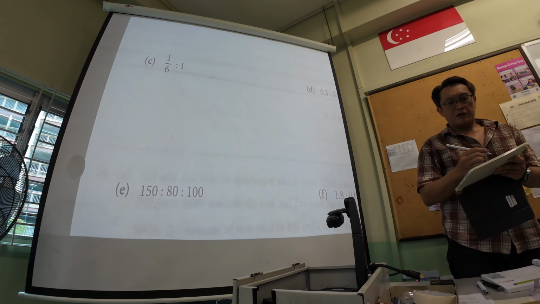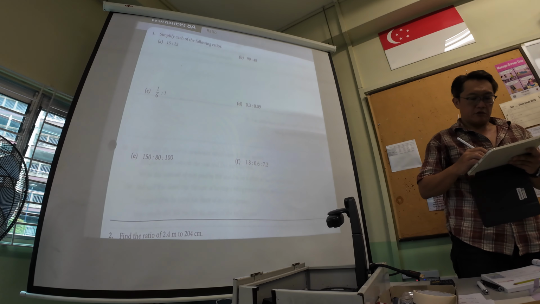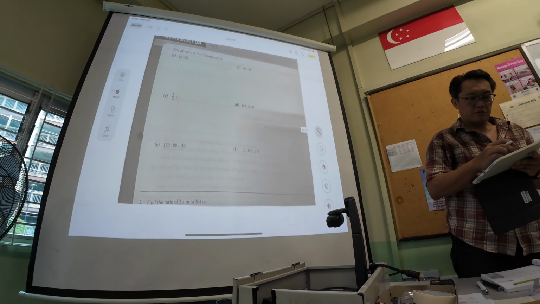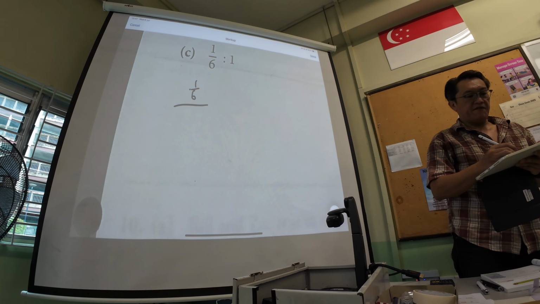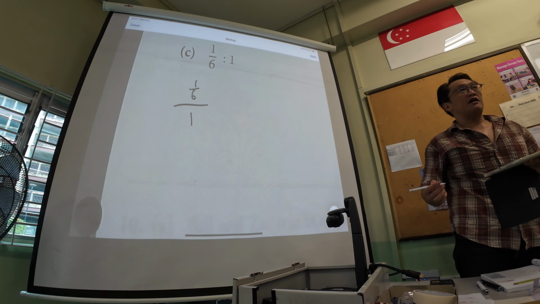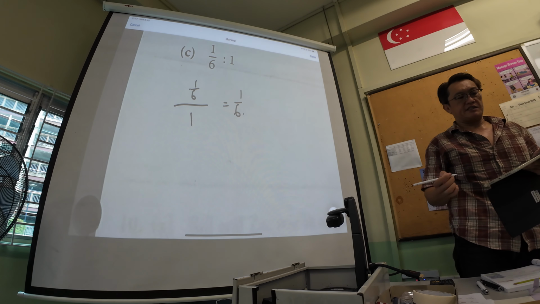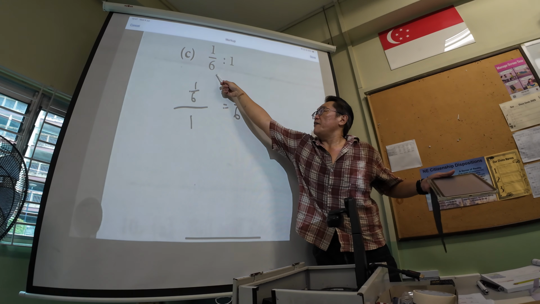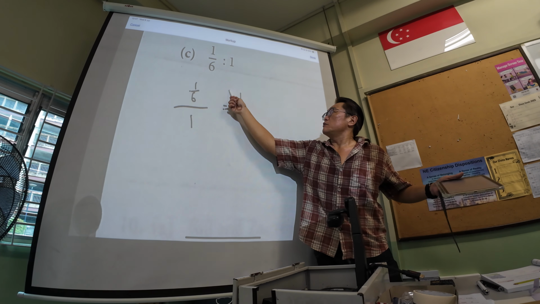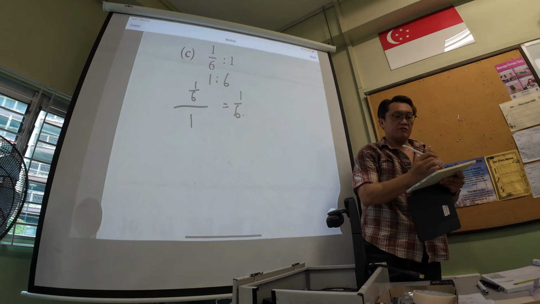Okay, so that is one way I can get my answer also. I key in 1 over 6 divided by 1 inside my calculator. My calculator shows me this is the same as 1:6. Then this was my left, this was my right. So the answer is 1:6.